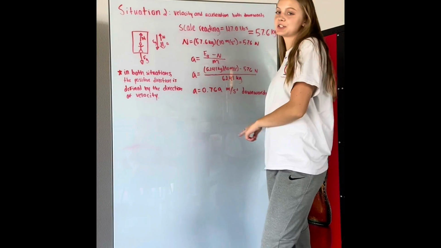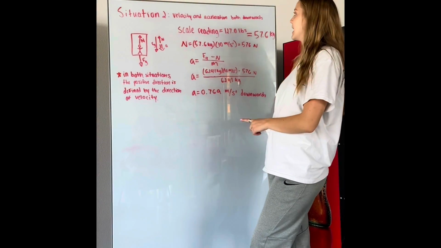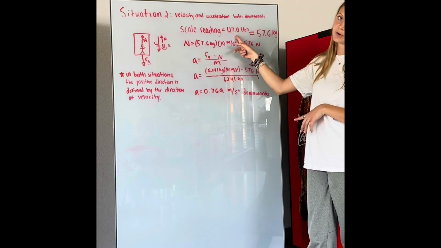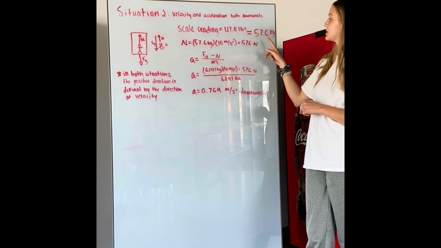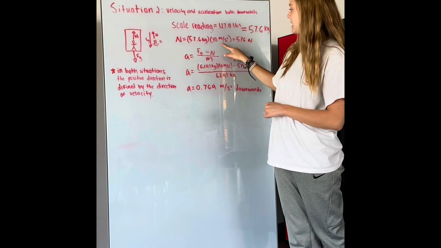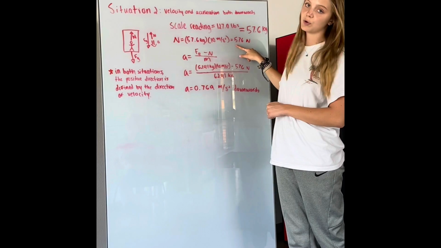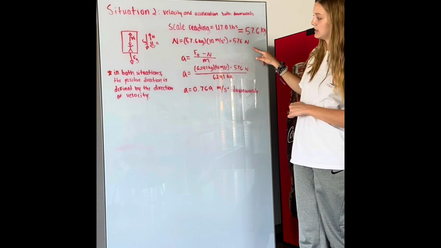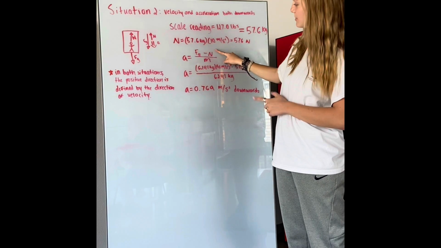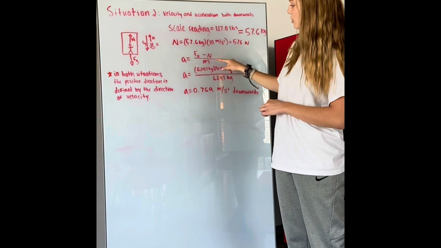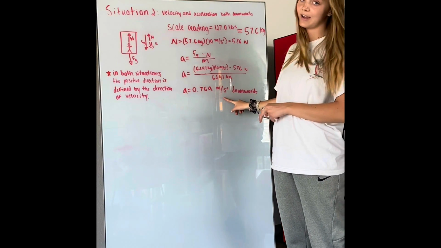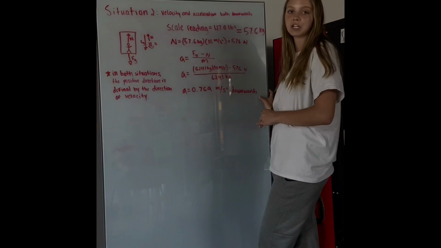So now we're going to go over situation 2, where the velocity and acceleration are both downward. For situation 2, we found that the scale reading was 127 pounds, which is 57.6 kilograms. We multiplied that by 10 meters per second squared to get the normal force, 576 newtons. And then we found acceleration is equal to force of gravity minus the normal force over mass, and that equals 0.769 meters per second squared in the downward direction.